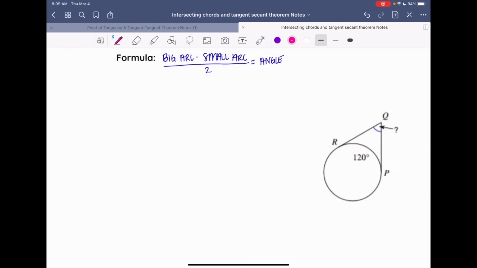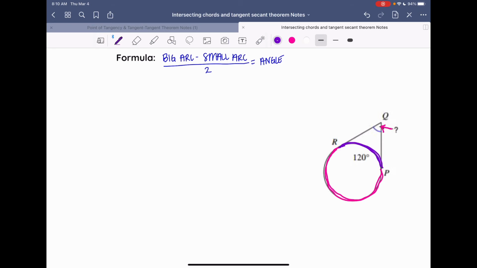Hey friends, so here is another tangent secant exterior angle theorem problem. We are still solving for our angle measure right here. However, if you look, we don't have a big arc labeled. We have that piece right here, and then we only have the 120 degrees labeled, that's between our two tangent lines.